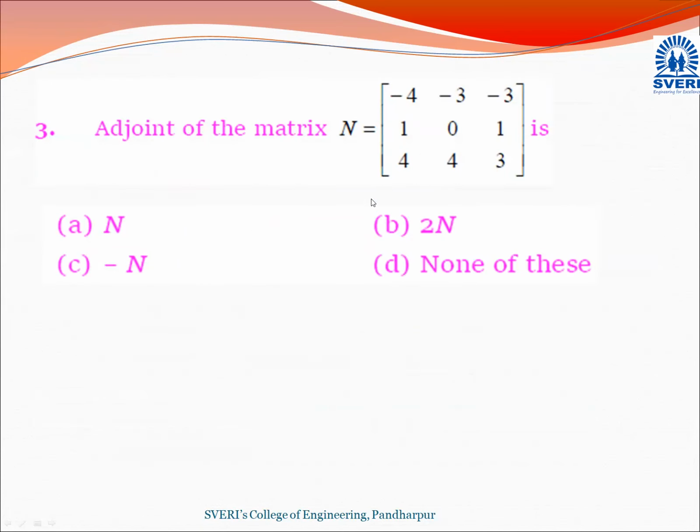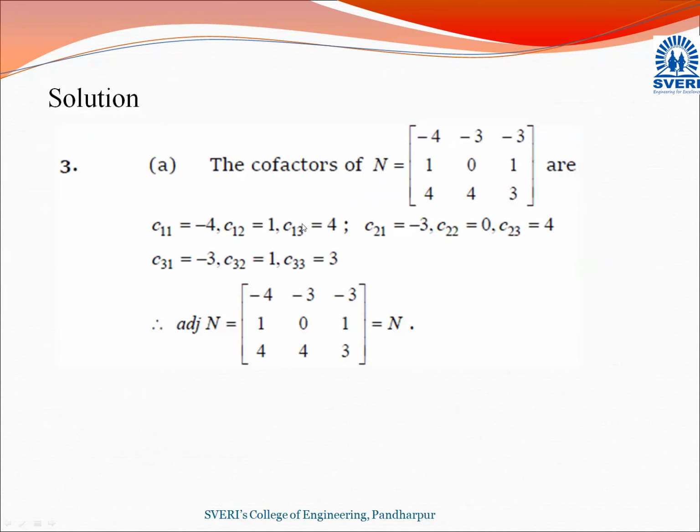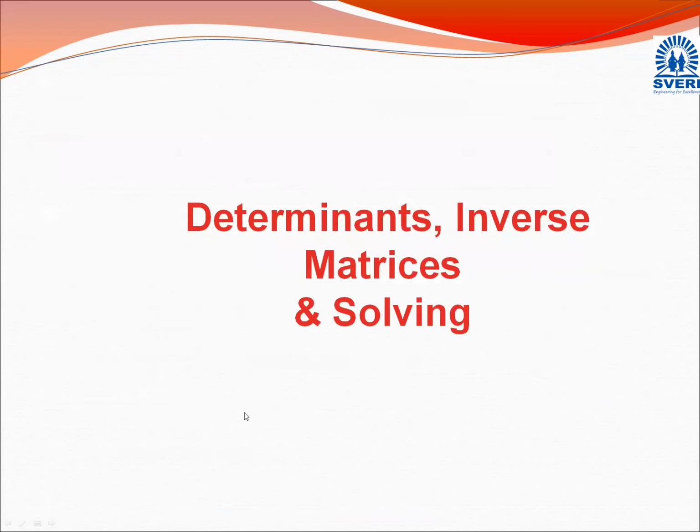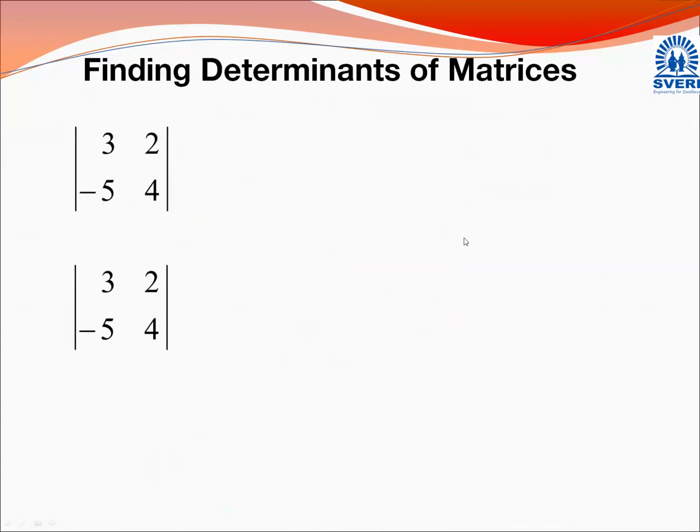The adjoint of the matrix N is given as minus 4 minus 3 minus 3, 1 0 1, 4 4 3. So here, finding the adjoint: cofactors and its transpose will be the adjoint of N. Now after that, determinants, inverse of matrices and solving method.